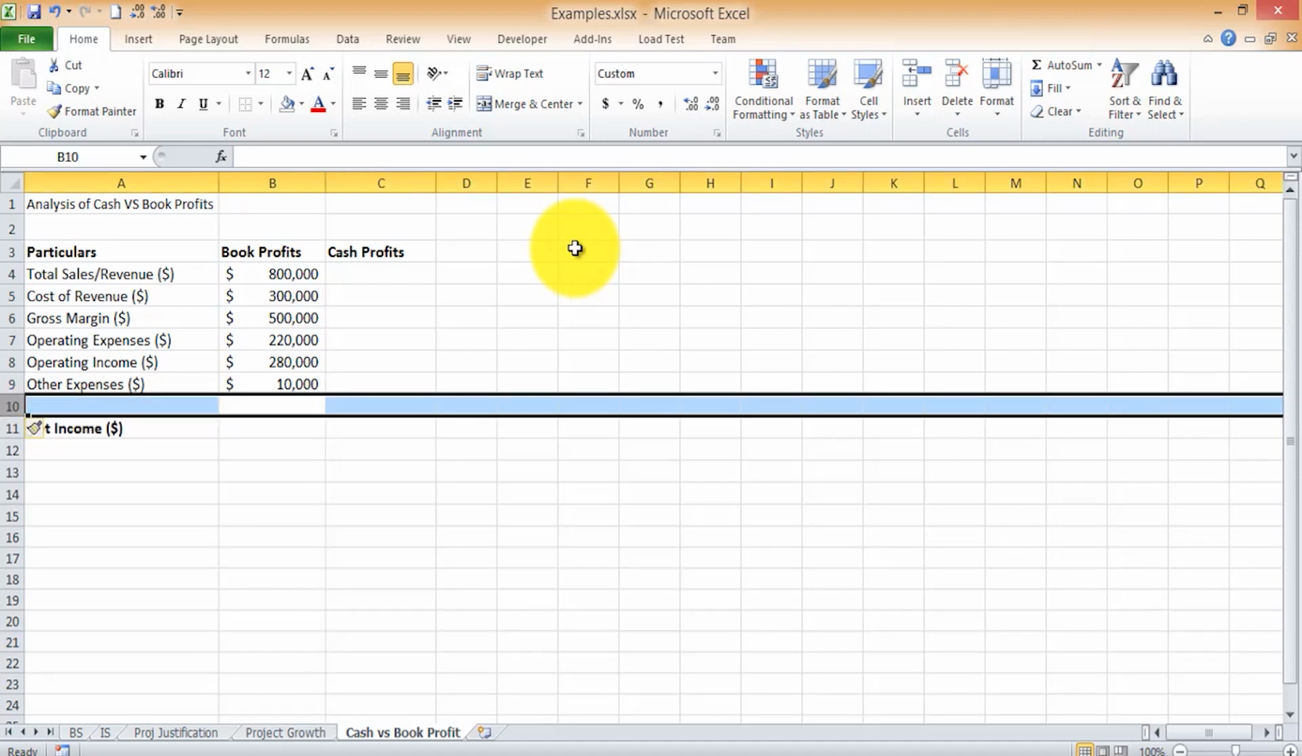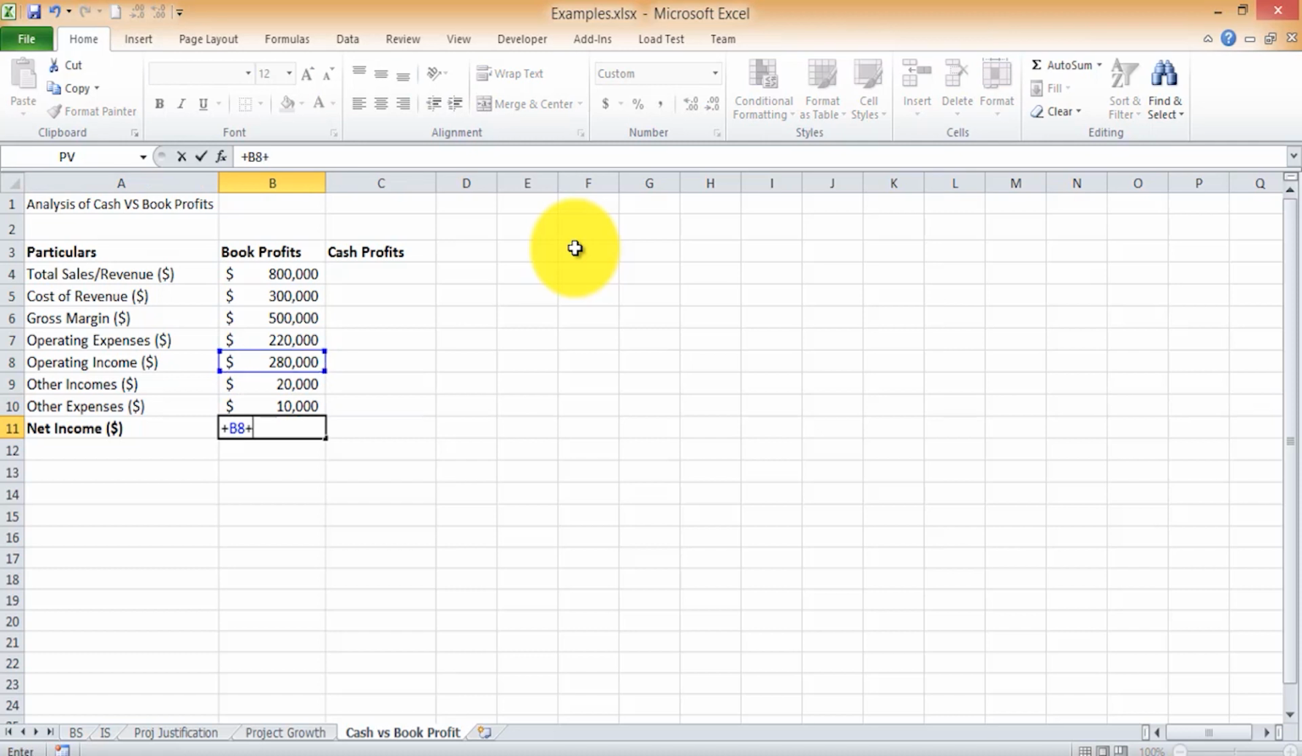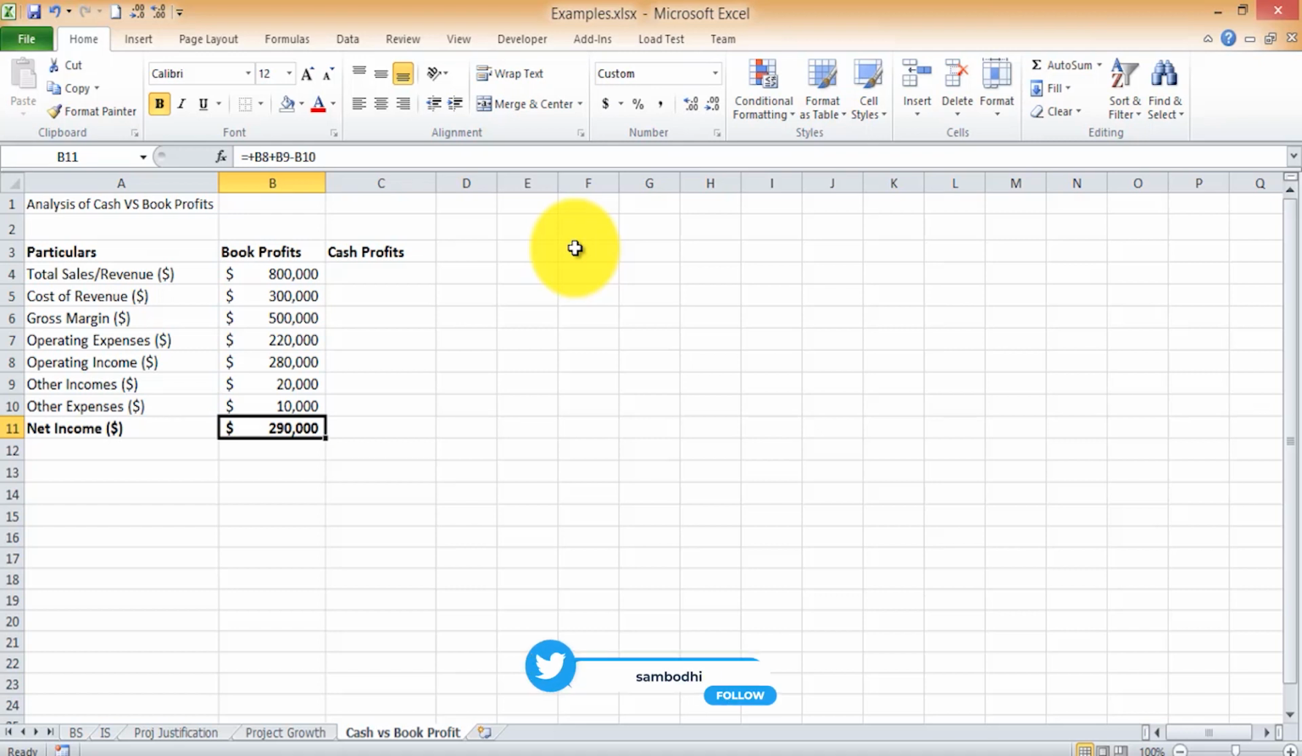Wait a second. I'll just put one more line item over here, which will be other income. Let's say this was $20,000. So now your net income is going to be operating income plus other income minus other expenses. That is $290,000. This was based on the book profit. Here you recorded all the expenses which you incurred in the period, let's say for the month of January 2018. Here you recorded all the expenses incurred for the period Jan 2018 itself.